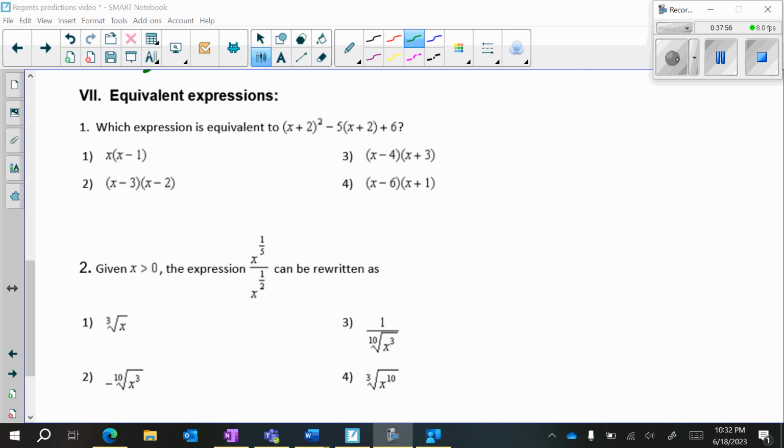Next thing you might see on the Regents is they might use the word equivalent. So regardless of if the question is about a quadratic or an exponential, you have the calculator trick, which is the y1, y2, okay?